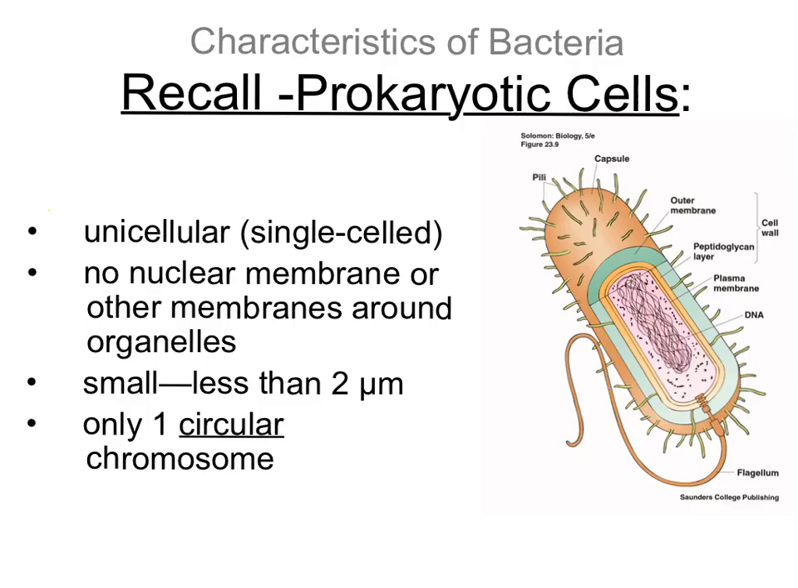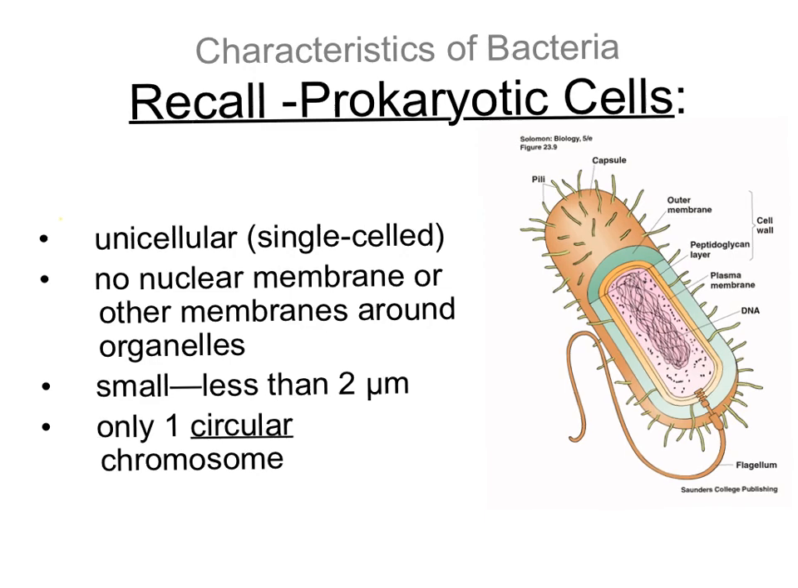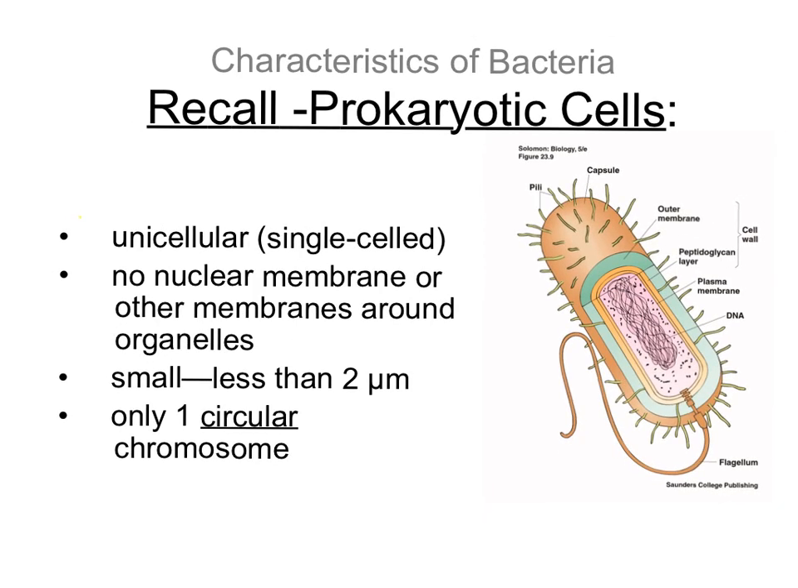I hope that you recall the term prokaryotic because bacteria are prokaryotic cells. They are unicellular, so there's only one of them, one cell. There's no nuclear membrane around the genetic material, and you can see that here. And there's no other membrane-bound organelles like chloroplasts or mitochondria. They're small, usually less than 2 micrometers, and there's one circular chromosome, and so that circular chromosome is wrapped up in there.